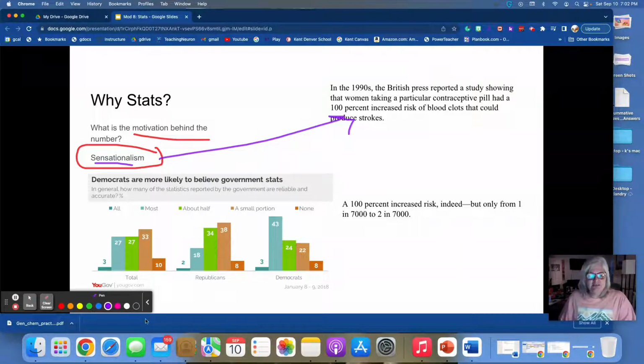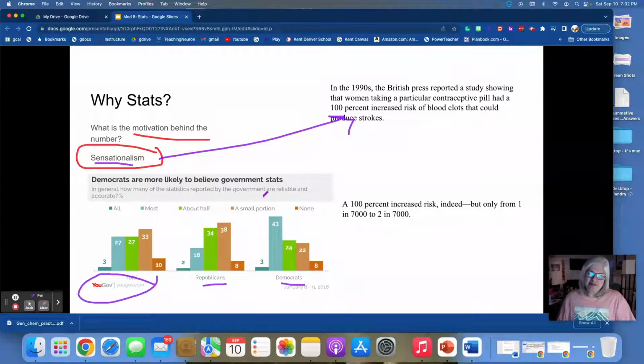I love this article, or this one right here. It's asking, when you see statistics that are reported by the government, how reliable do you think they are? And so they looked at Republicans and Democrats, okay? And I think this is really interesting because look where it came from. So it's kind of ironic, I think. They found that about 34% of Republicans thought half of the statistics were reliable, and only 24% of Democrats thought so. But look at the difference on most.